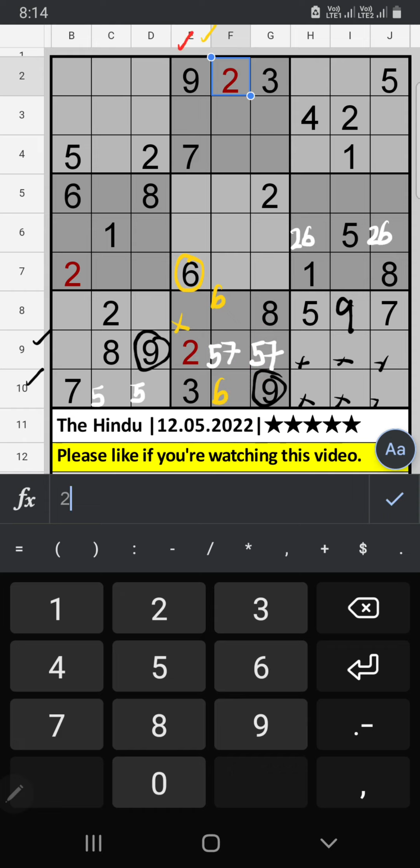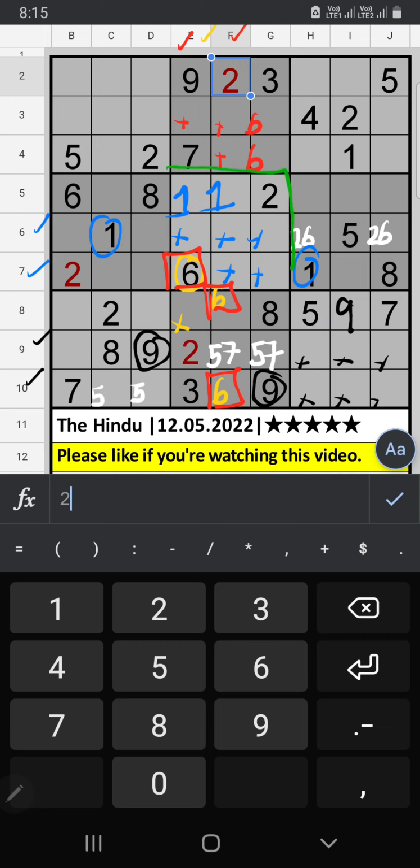Column E, column F we have 6. So 6 can't come in these cells. 6 will come in any of the 2 cells, we will confirm later. 6th row and 7th row we have 1. So 1 can't come in these cells. 1 will come in any of the 2 cells, we will confirm later.